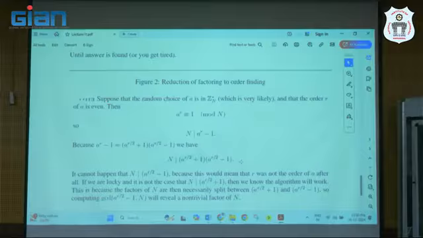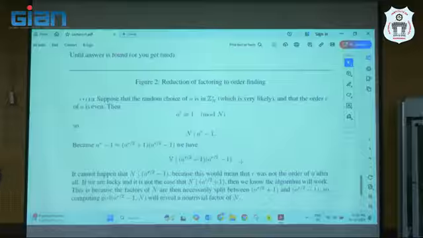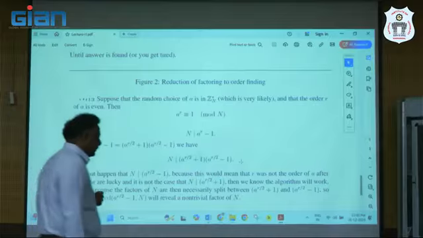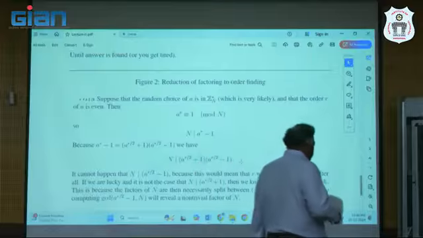So can you just explain what happens if N doesn't divide A to the power R by 2 plus 1 also? Sorry, say again. Can you just explain the last part, when we take the case that N does not divide A to the power R by 2 plus 1 also? Can you just explain from there once? Okay. Let me explain.